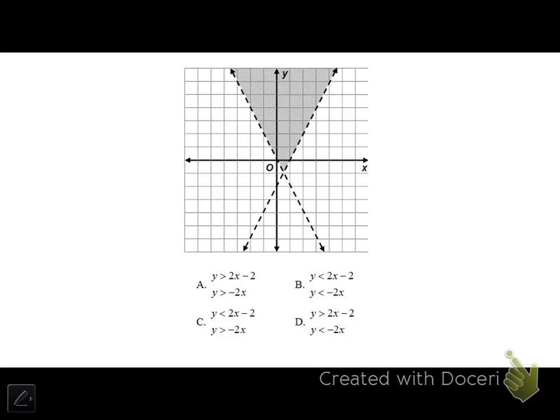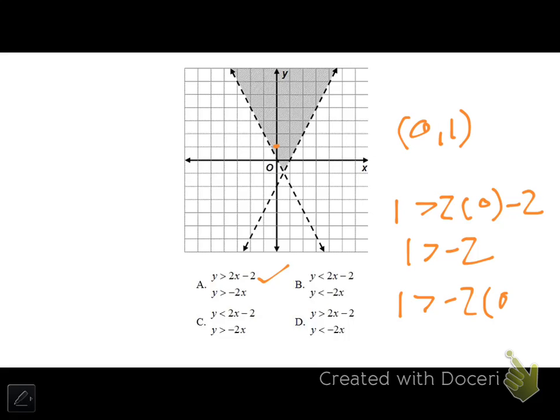Okay, this point we can do 0, 1. Let's plug it into A. 2 times 0 minus 2. 2 times 0 is 0 minus 2. So that one's good. Now let's try the other one. 1 is greater than negative 2 times 0. Negative 2 times 0 is 0, so that one's good. So A is our answer.